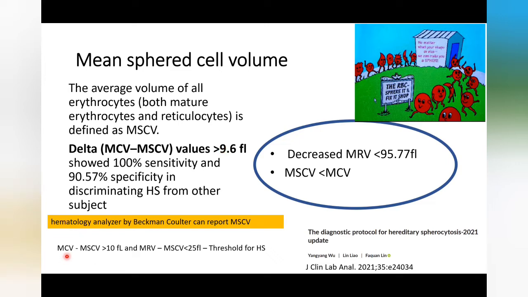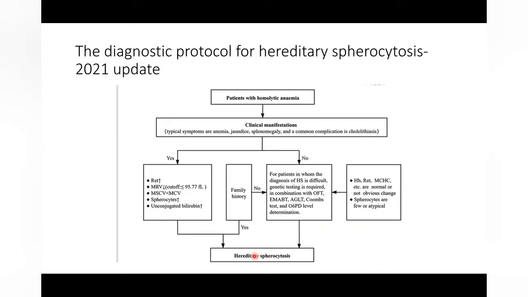If you subtract mean sphered cell volume from mean corpuscular volume, and the difference comes to be more than 10, and if you subtract the mean sphered cell volume from the mean reticulocyte volume, and the cutoff comes to be less than 25, basically this can be used as the threshold for hereditary spherocytosis. So this update was published in 2021 in Journal of Clinical Lab, and they gave this algorithm. So they gave the diagnostic protocol.